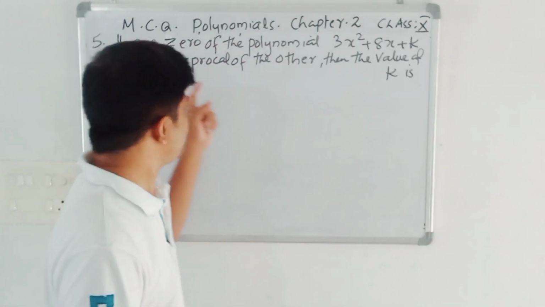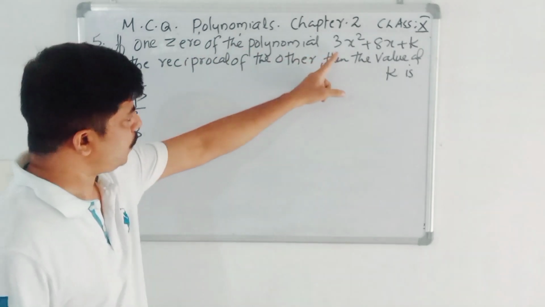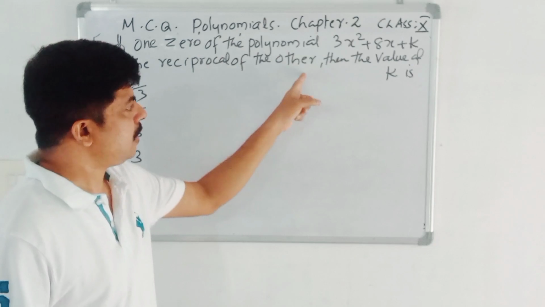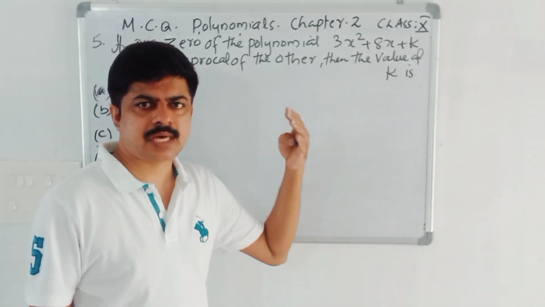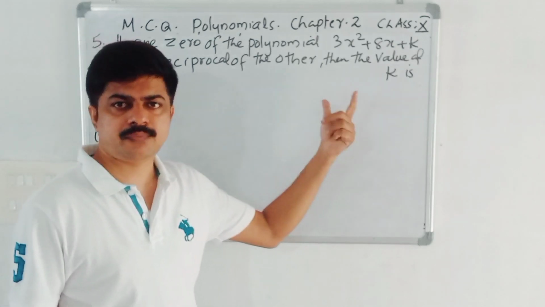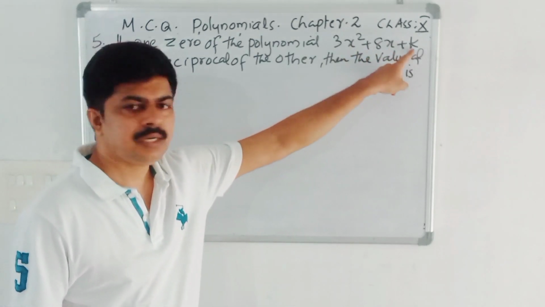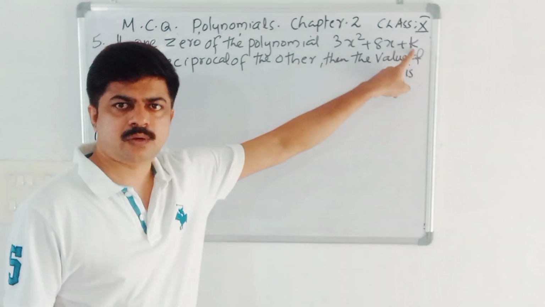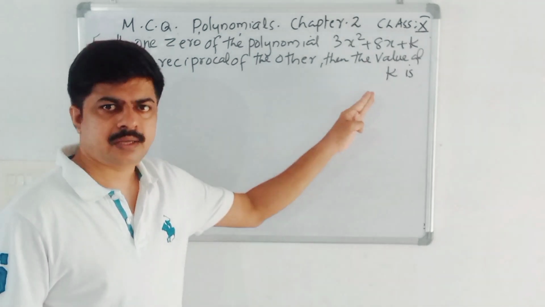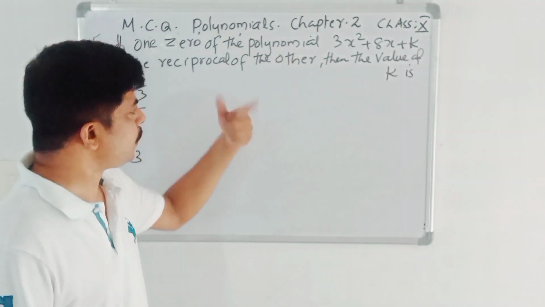Okay, next question. If one zero of the polynomial 3x square plus 8x plus k is the reciprocal of the other. Generally we take the zeros alpha and beta. Here according to the question, one zero is the reciprocal of the other. Then what is the value of k? k is a constant. We have to find the value of k. Zeros will be taken alpha and 1 by alpha.